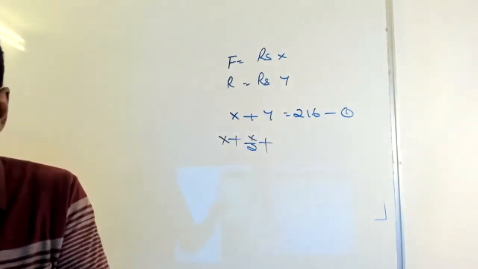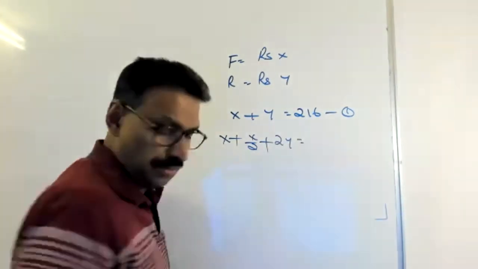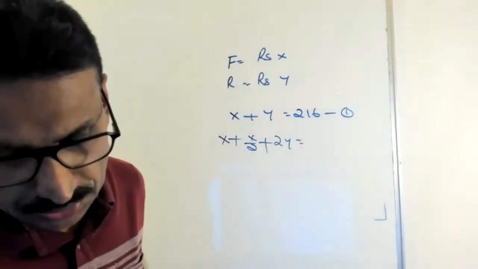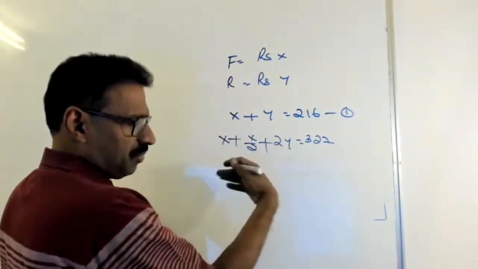Two reservation, right or no? Two reservation, that means 2y. 2y equal to 327. Okay. We can multiply by 2, to avoid the fraction.